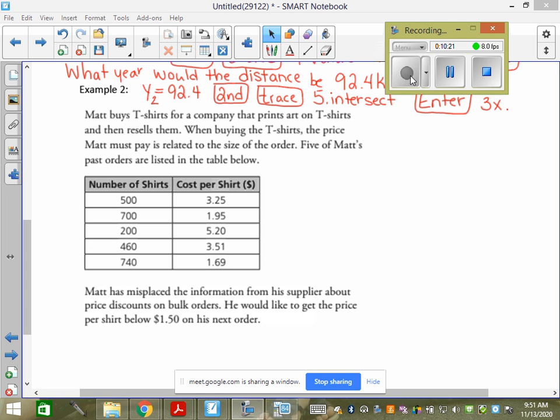When buying the t-shirts, the price Matt must pay is related to the size of the order. 5 of Matt's past orders are listed below. Number of shirts being X, cost of shirt being Y. Matt has misplaced the information from his supplier about price discounts on bulk orders. He would like to get the price of the shirt to be below $150 on the next order. So we're going to type this all in, and it's linear.